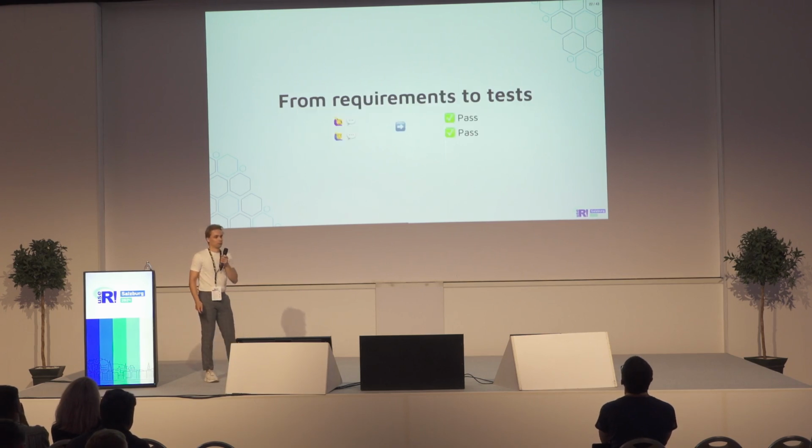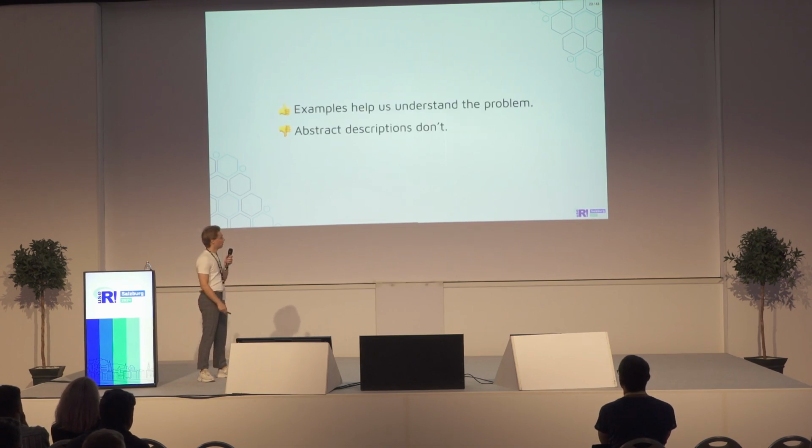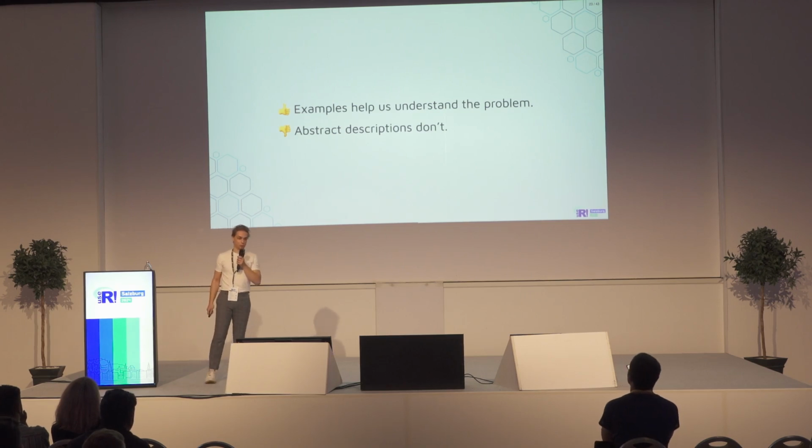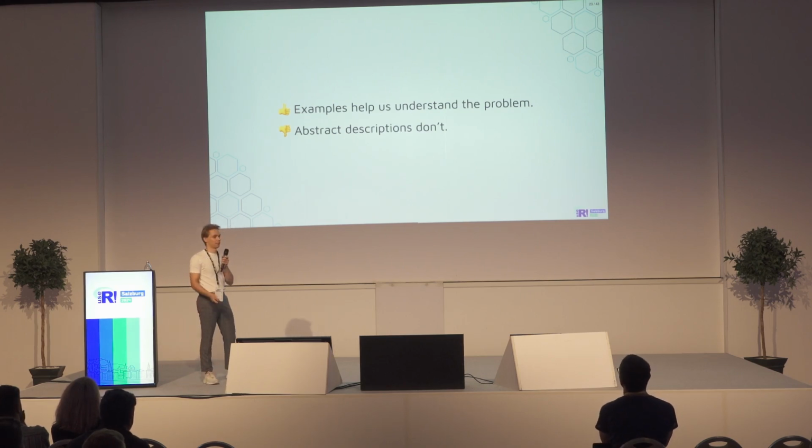So probably you're working with your clients and you establish some requirements. So how do we get from those requirements to our test cases so then we can implement our production code? It's useful to remember to use specific examples because they help us understand the problem better and they are easier to translate to tests. And if we just talk about abstract descriptions, they don't have those properties.